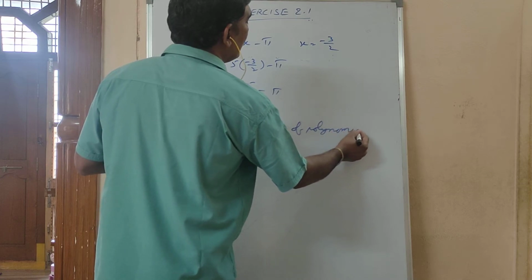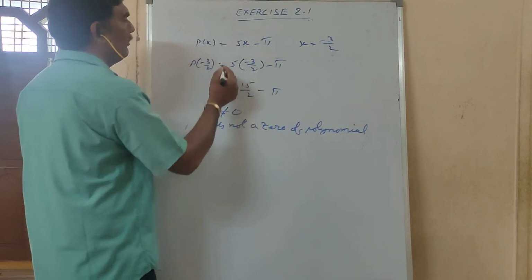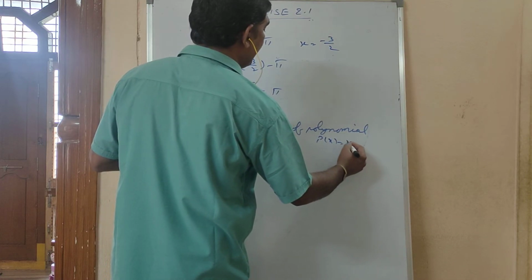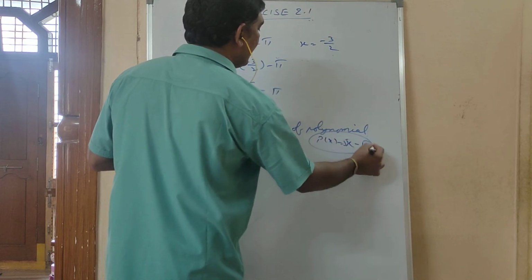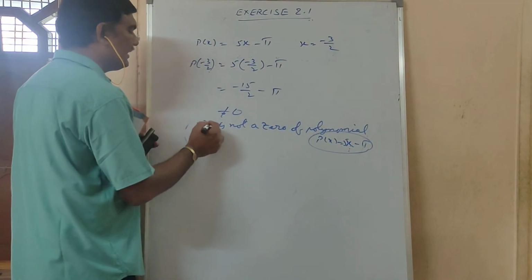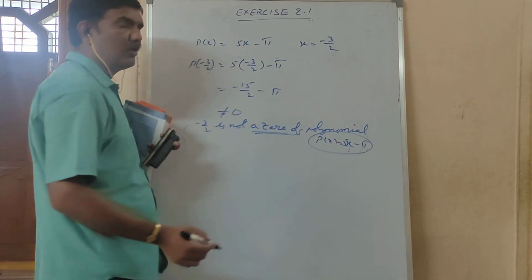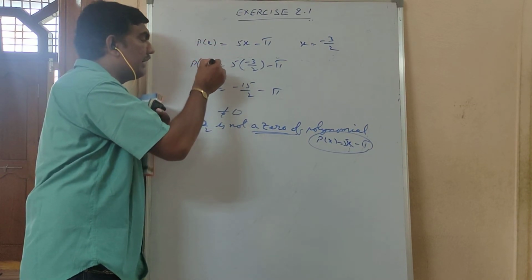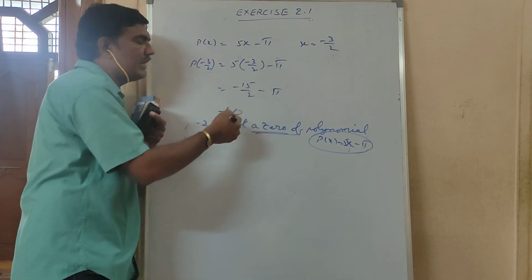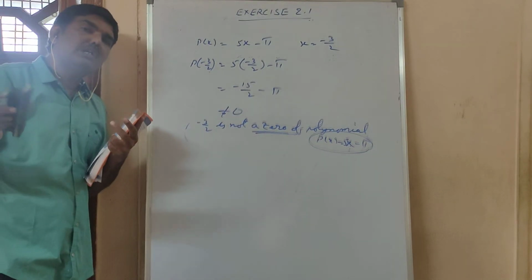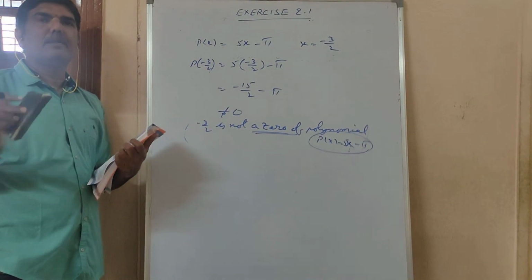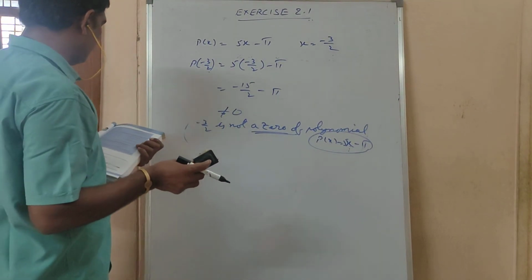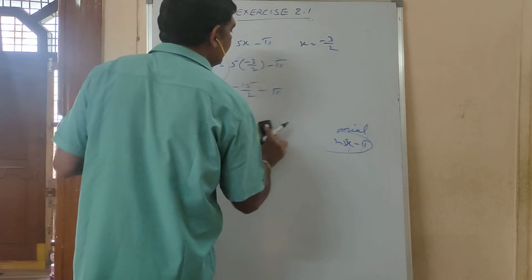You can write P of x is equal to 5x minus pi. This means for this polynomial, minus 3 by 2 is not a 0 of the polynomial. Why? In place of x, if you substitute minus 3 by 2, you are not getting 0. If you got 0, it is a 0 of the polynomial. If you did not get 0, it is not a 0 of the polynomial. So, next problem.